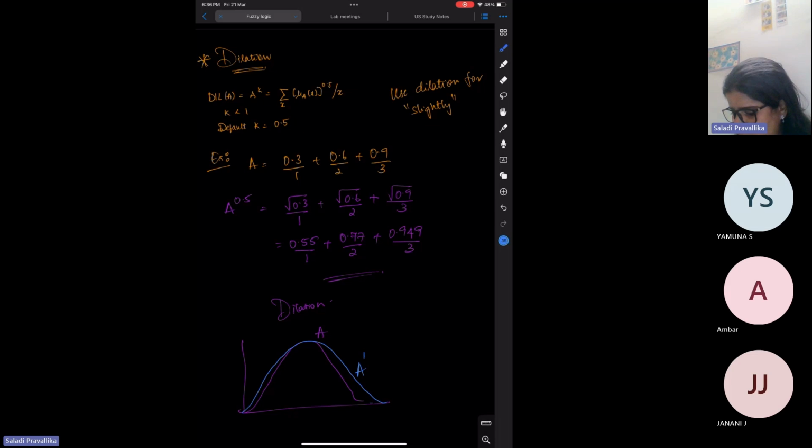This is going to be the spread of 0.5. Okay, the spread will increase.